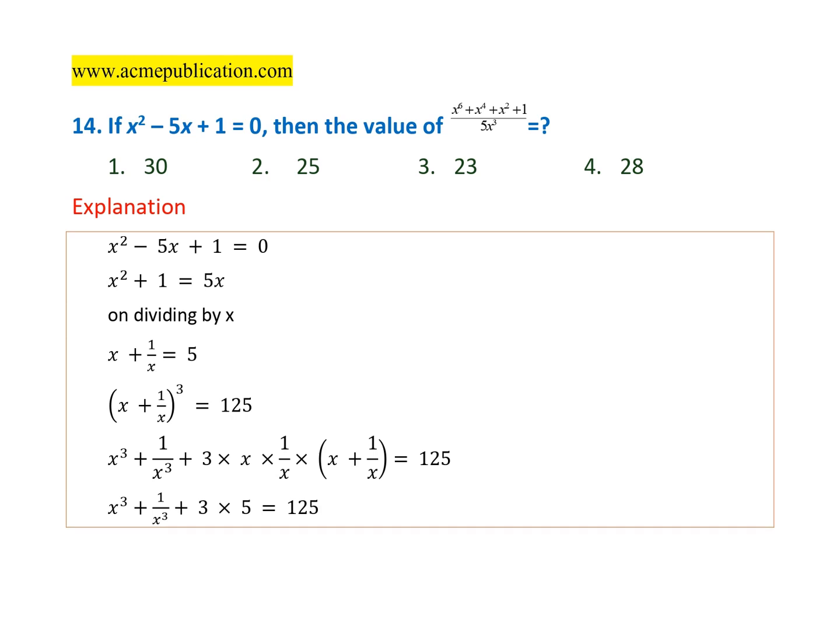Question 14. If x square minus 5x plus 1 is equal to 0, then find the value of x raised to power 6 plus x raised to power 4 plus x raised to power 2 plus 1 upon 5x raised to power 3. Here we convert the equation according to the equation of which we want the value.